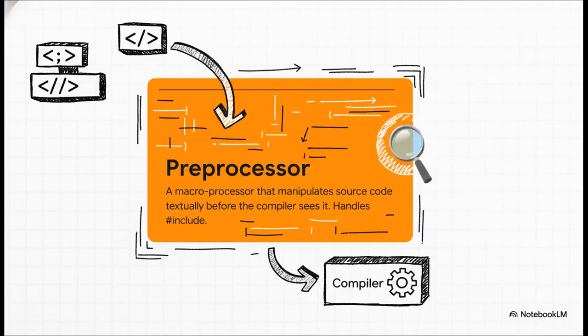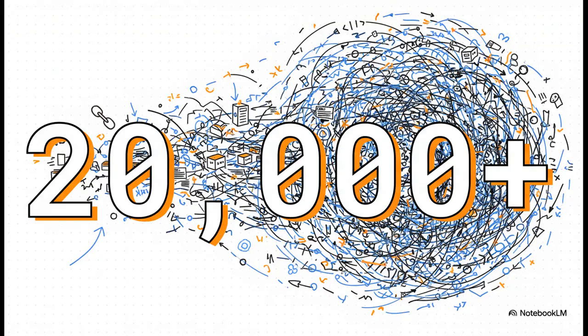The whole process kicks off with the preprocessor, and here's the wild part. This tool doesn't even understand C++. Seriously, it's just a simple text manipulator. Its most important job is to handle that #include directive you see everywhere. And it does it by literally copying and pasting the entire contents of a header file right into your source code. And this is the direct result of that simple little copy-paste operation.